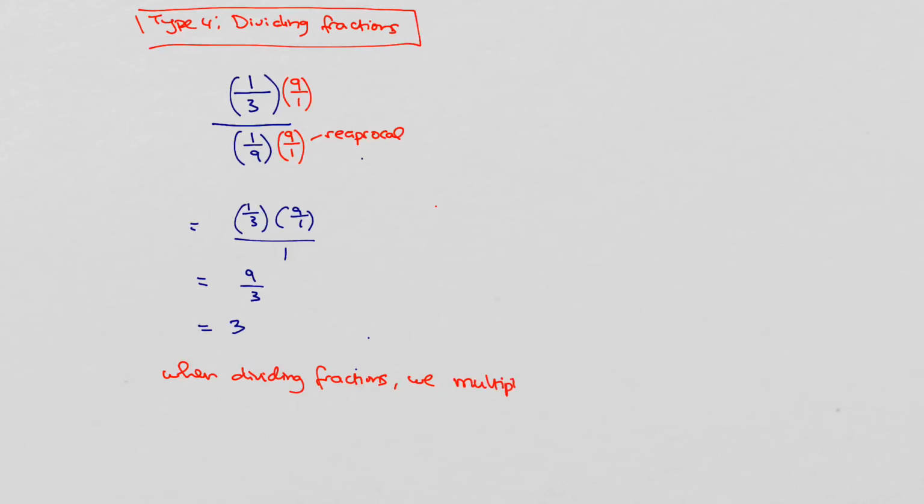In other words, we multiply the numerator by the reciprocal of the denominator, because that always results in the denominator being 1. So a lot of the times we kind of skip this middle line. So let's have a look at an example.